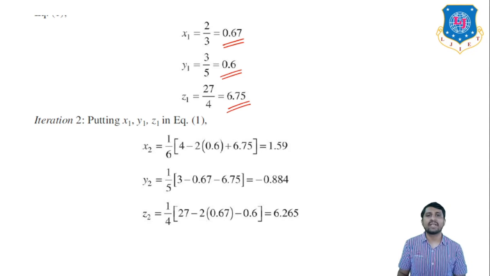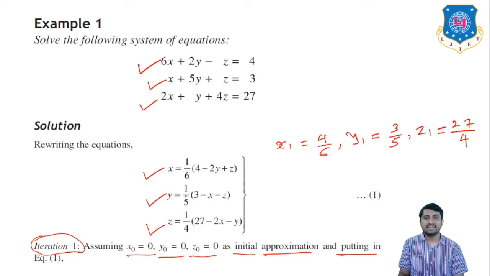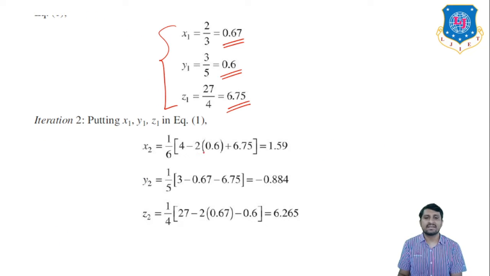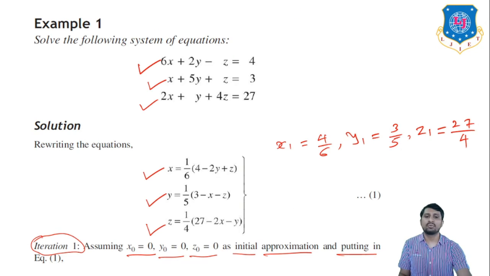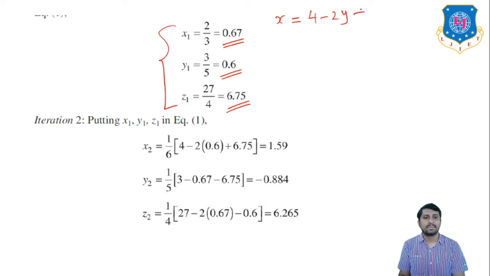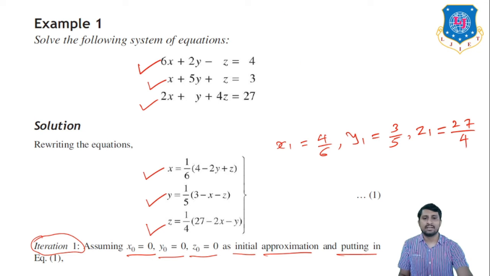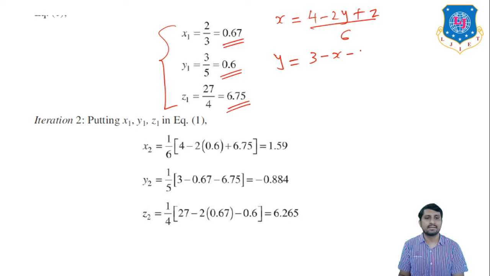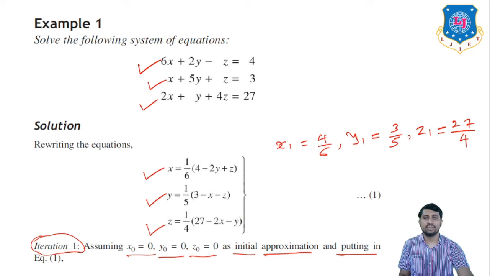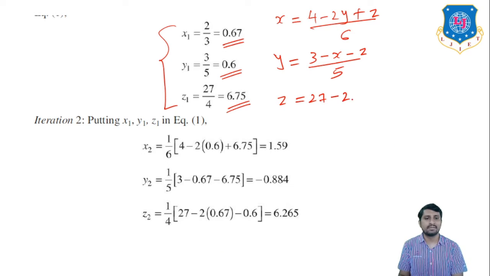Now again these 3 values, the values of x1, y1, z1, put in equation number 1. So now this is your second approximation. Let me write the equations here. First of all, x is 4 minus 2y plus z by 6. The value of y is 3 minus x minus z by 5. And the value of z is 27 minus 2x minus y divided by 4. So 27 minus 2 into 0.67 minus 0.6 divided by 4, right?